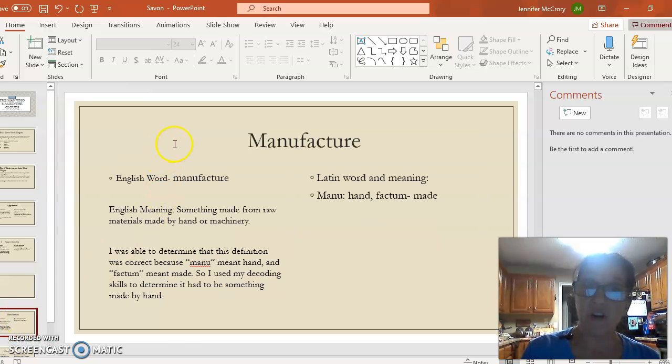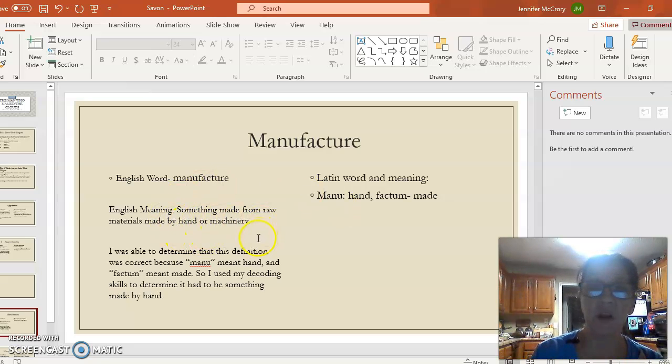Manufacture. Very good. Now, let's take a look at this one. Manufacture is our English word. Now, when I look up using my dictionary, and it's okay to use this, we rely on that, okay? The Latin word and meaning of it has two parts, okay? Manu, meaning hand, and factum, meaning made. So there's two parts that we get from the Latin language.